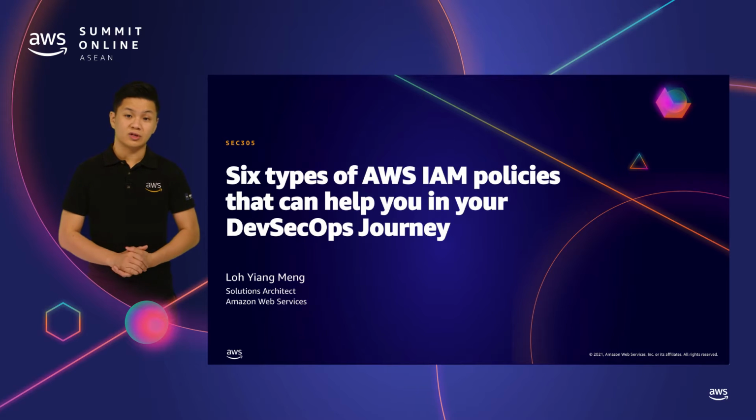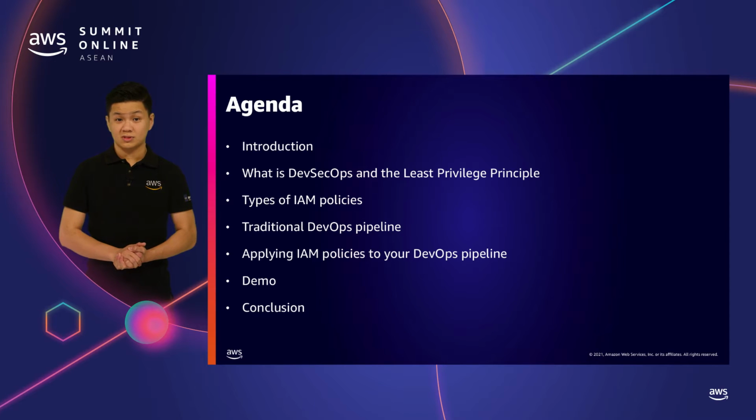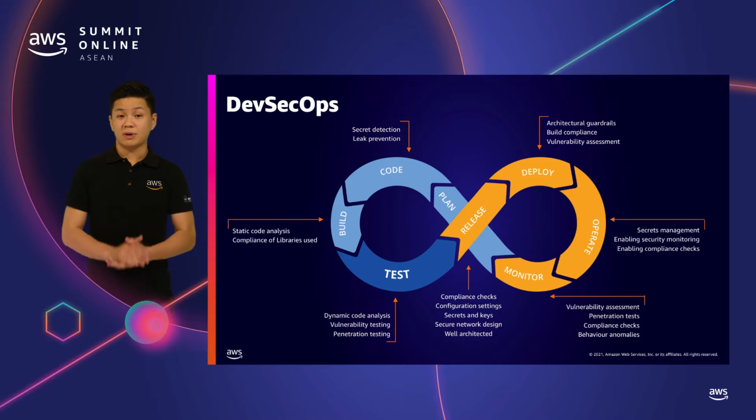In today's session, I'll be talking about the 6 types of AWS IAM policies that can help you in your DevSecOps journey. I'll start with a quick introduction of DevSecOps, the least privilege principle, and how it relates to identity and access management. Then I'll talk about the various types of IAM policies, what they are, and how you can use them in your DevOps pipeline. We will then finish off with a quick demo to see how all this looks in action in the AWS console. So I'd like to start by quickly talking about the term DevSecOps.